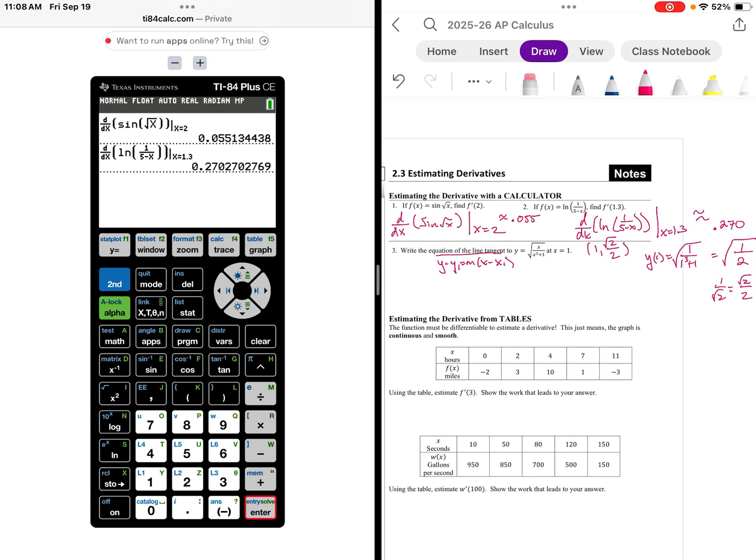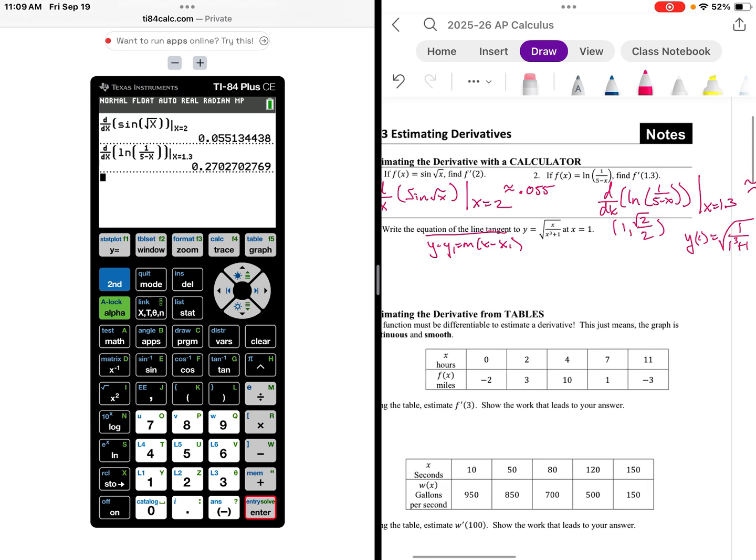We can go decimal, but now I can approximate. Square root of 2 is 1.414. Half of that would be about 0.707, which is what I would have for the y value. Now we need to figure out our slope, so that's where we get to use the math 8 function.